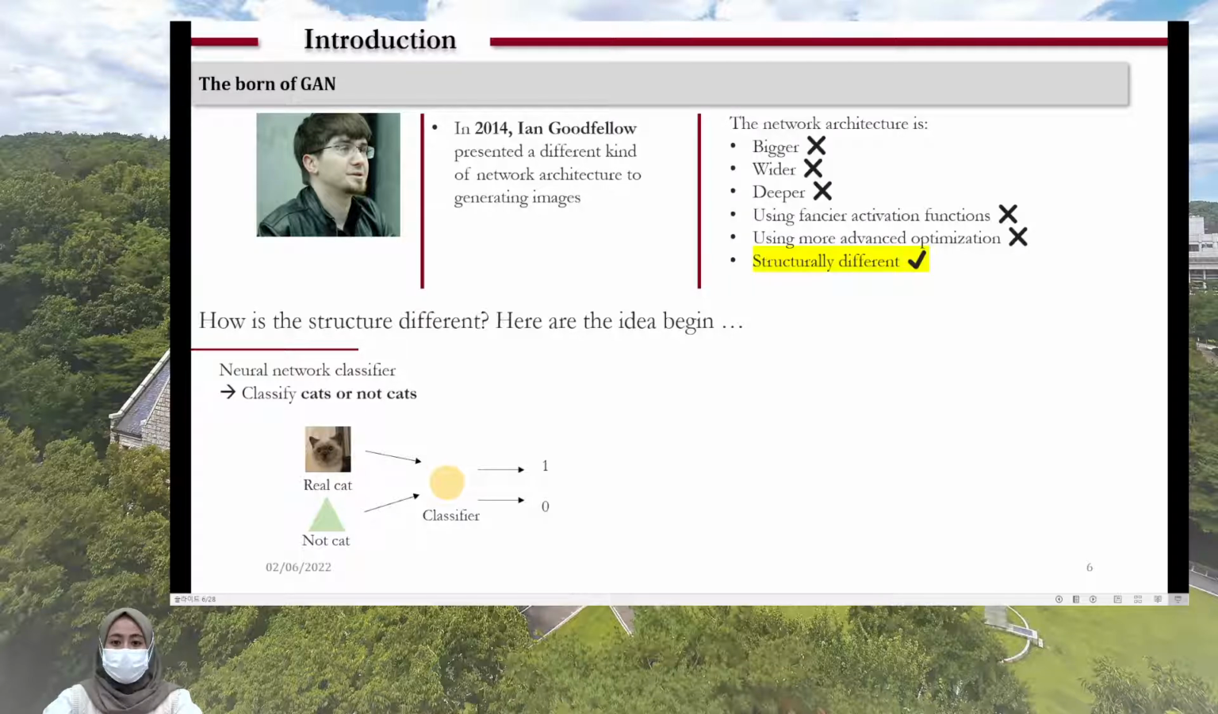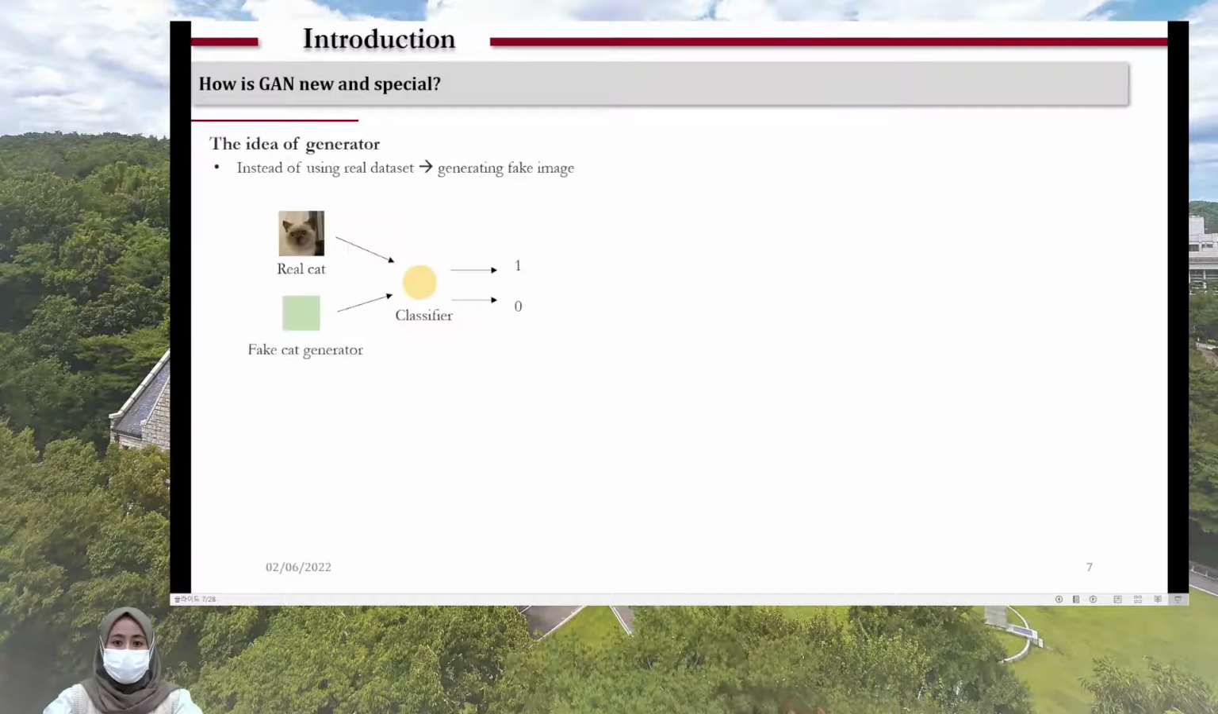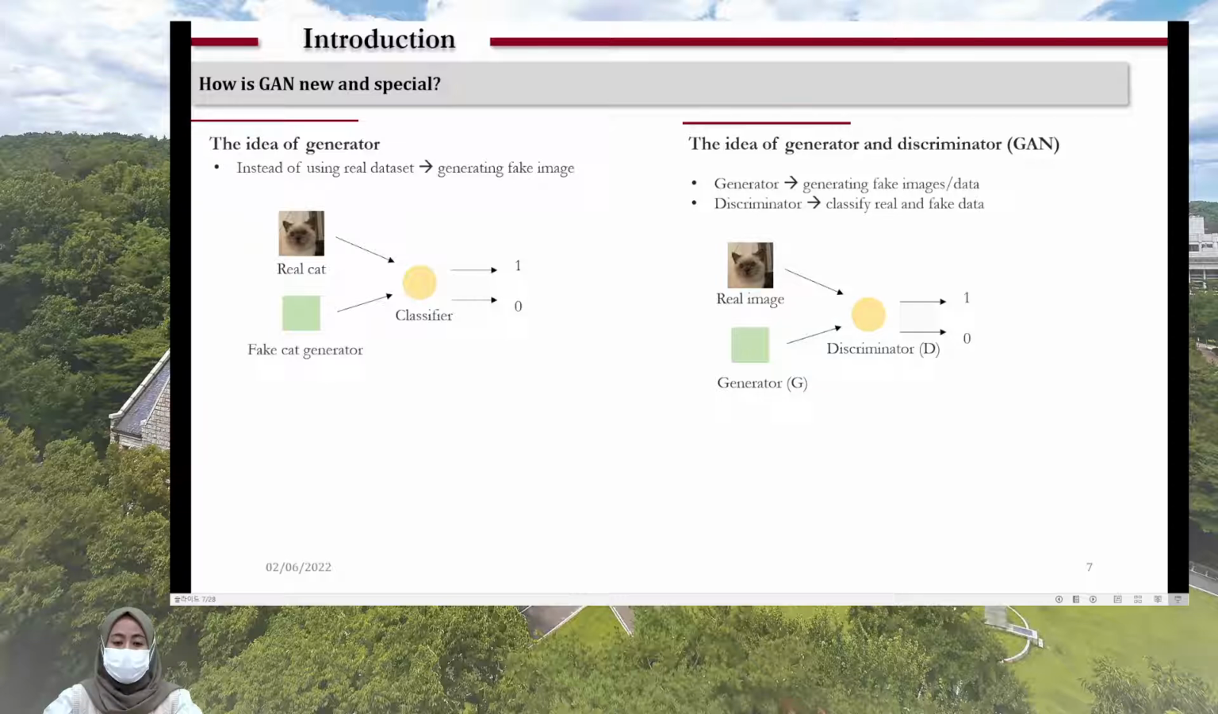Here is a simple illustration of a familiar classification model where the model tries to classify an image of a cat and not a cat. There could also be a classification model that tries to classify a cat and a fake cat. To train this kind of model, we need real cat and fake cat training data. But what if we build another model to generate the fake cat images instead of providing them? This is how the idea of the generator came. The generator is then trained together with the classifier, which here we call the discriminator.